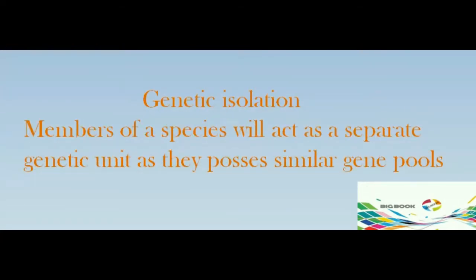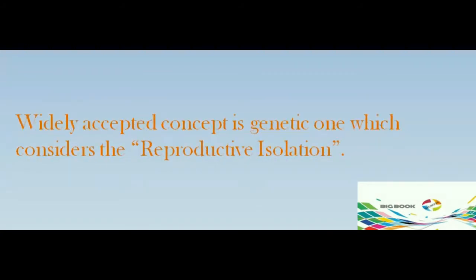The other is genetic isolation. Members of a species will act as a separate genetic unit as they possess similar gene pools. So here you would have understood that due to the interbreeding of a natural population, genetic isolation will appear from other groups of organisms. This genetic isolation gives a different kind of gene expression, due to which the isolation of the species takes place.